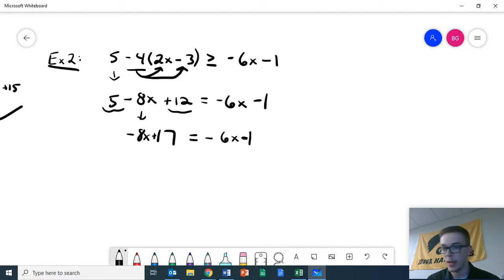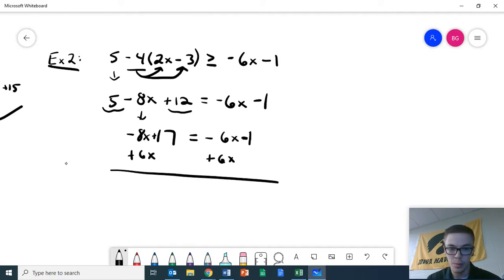Get all the x's to one side. I don't care which way you get it. I'm going to go ahead and move them all to the left. So I'm going to get rid of the minus 6x, so I'm going to plus 6x, both sides. You can do it the other way. It doesn't matter. You should get the same answer for the boundary point.